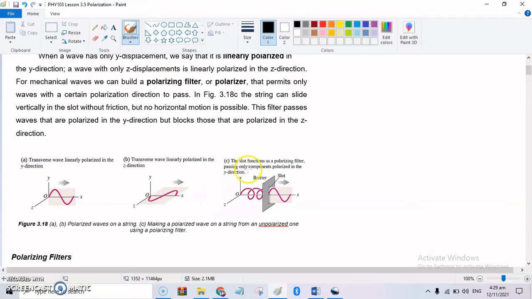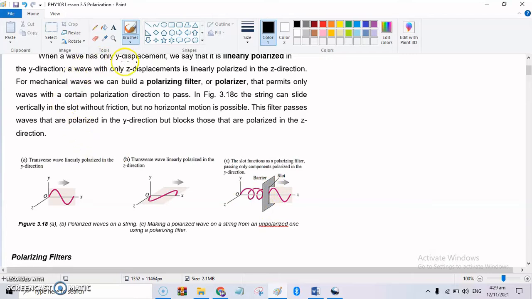And so C, the slot functions as a polarizing filter, passing only components polarized in the y direction. So if there's a scattering of light in here and you have a slot na mayroong y direction, only the light that has a y direction will go through it. So making a polarized wave on a string from an unpolarized one using a polarizing filter. So this slot is called a polarizing filter.